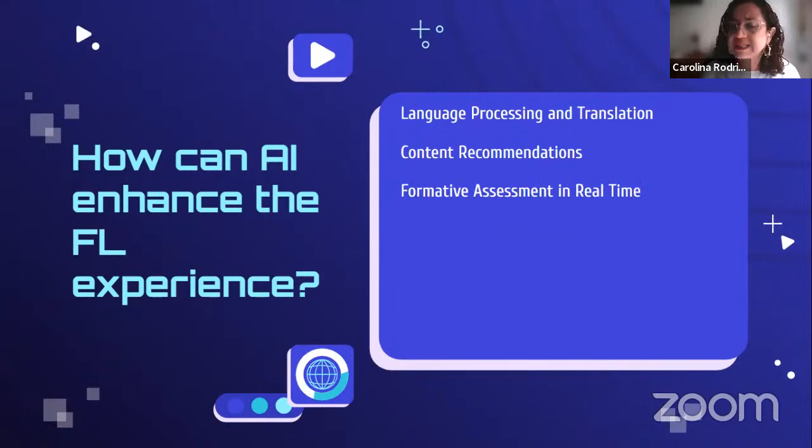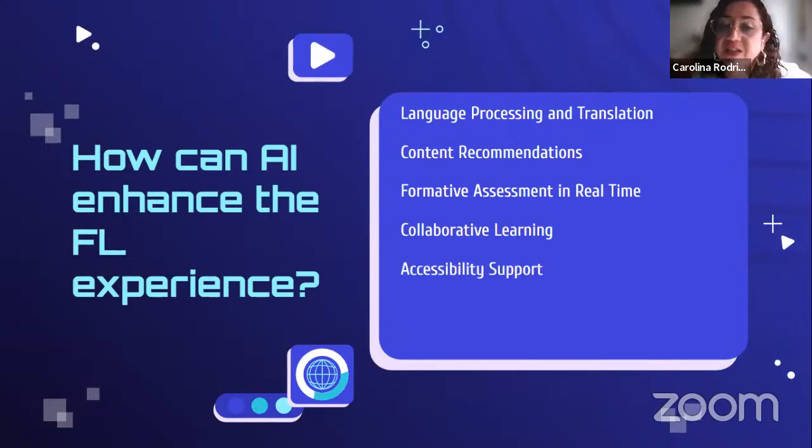Formative assessment in real time. This is something that has been around. We are using tools like Kahoot and quizzes since the pandemic, right? And so we can get students to see their feedback right away, to get answers to their questions, right? So this is a benefit there. Collaborative learning, absolutely. We can enhance flipped learning with collaboration.